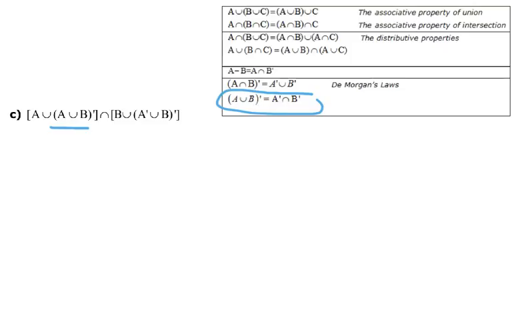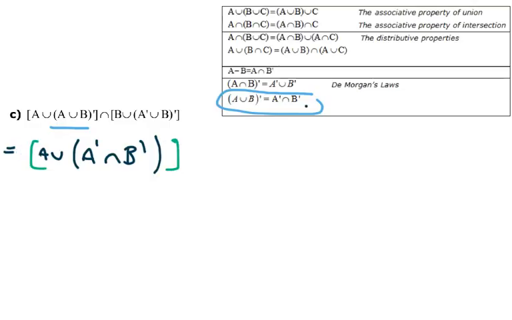So we're now going to convert that into A union. And what we get then is A complement intersection B complement using De Morgan's law.